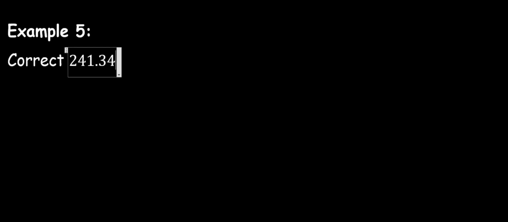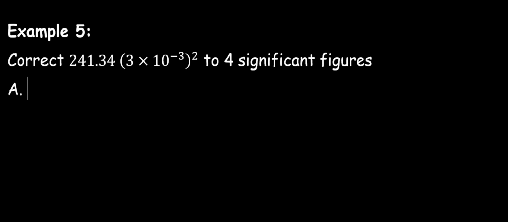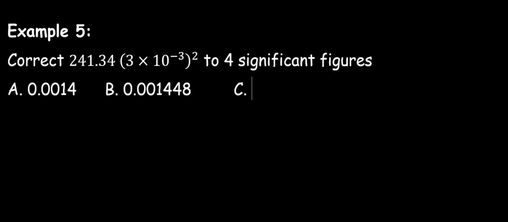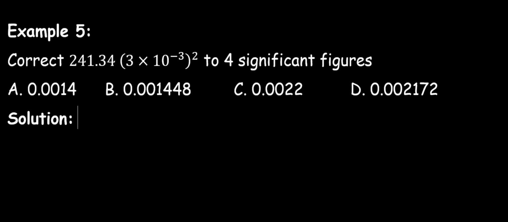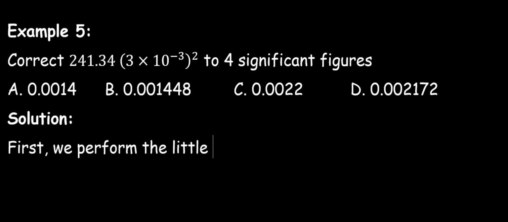Another example: correct 241.34 bracket open 3 times 10 raised to power minus 3 bracket close raised to power 2 to 4 significant figures. Options: A, 0.0014. B, 0.001448. C, 0.0022. D, 0.002172. Solution: first, we perform the little operation of indices involved.